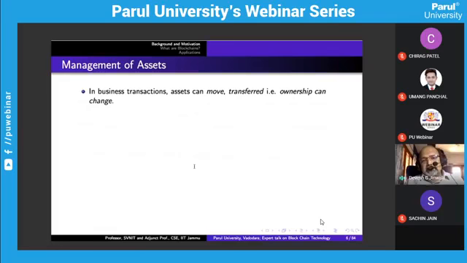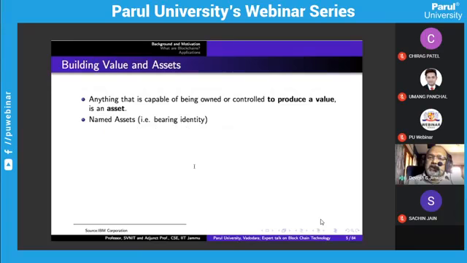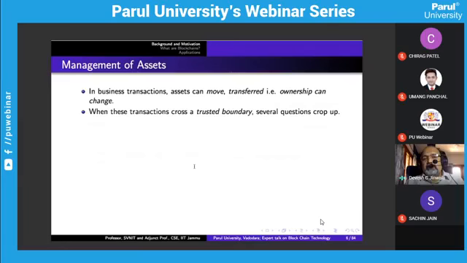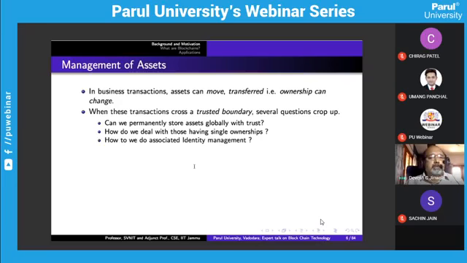How do we manage the assets? That's an important aspect which comes up. When we say an asset is something which helps in building value or produces value, and when we have assets which could be named or anonymous, the question which comes up is how do we manage it? How do we move or transfer the ownership of the asset? And when these transactions cross a trusted boundary, obviously several questions would come up. Questions like, can we permanently store the assets globally with trust? Can we deal with those having single ownership? Can we do associated identity management?